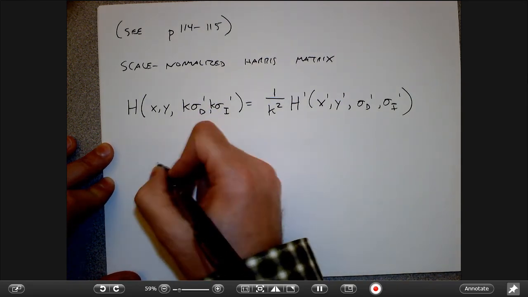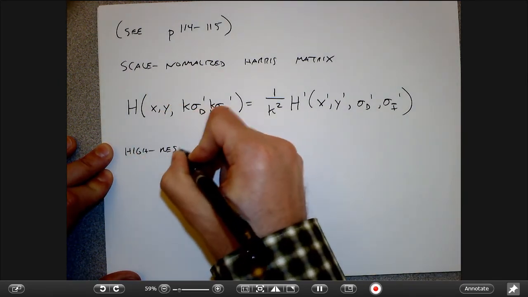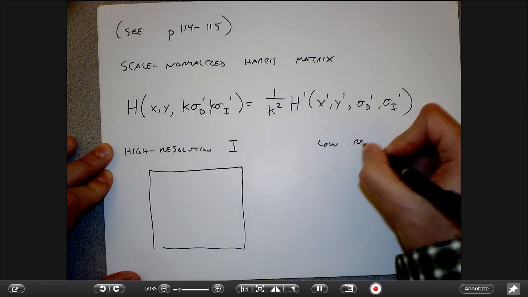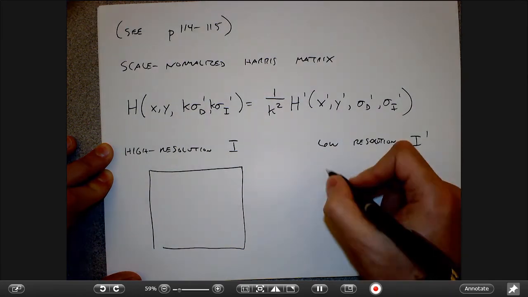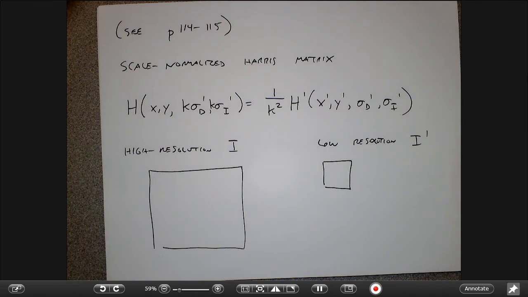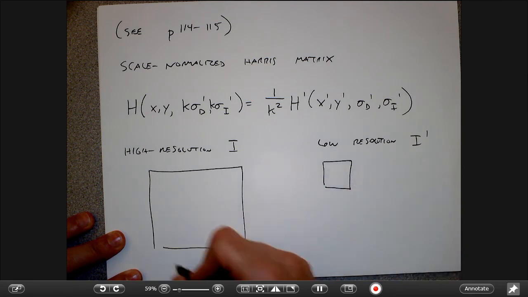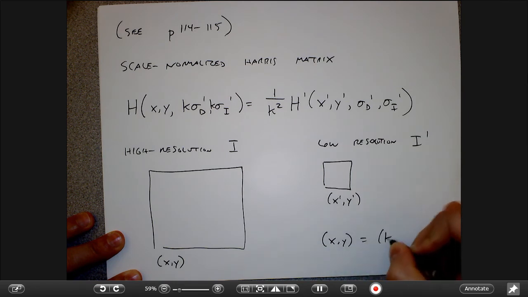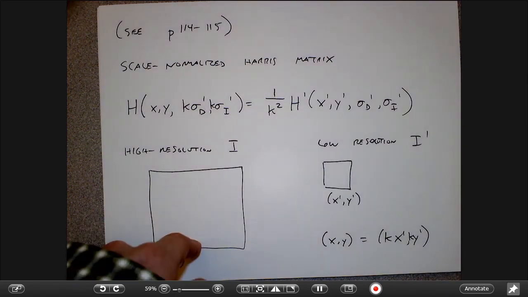So what I'm going to talk about here is that I have high res, so that means I've got a big image, and over here I've got a low resolution, so a smaller image, right? Let's suppose that my xy coordinates here and my x prime, y prime coordinates here are related by this. If k equals 2, that's like saying that this image is twice as high resolution as this image.